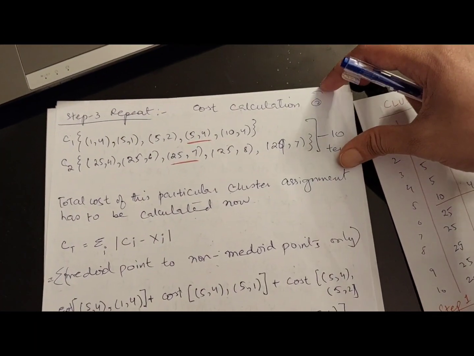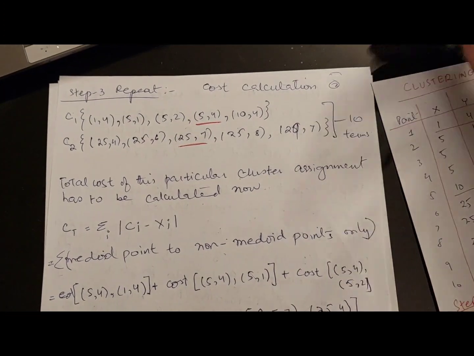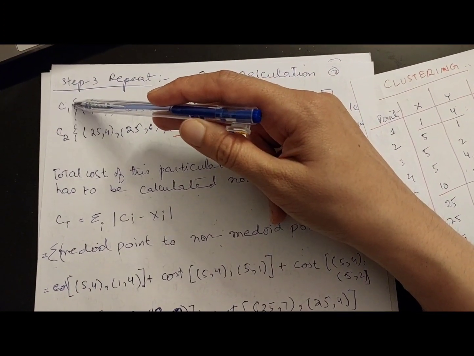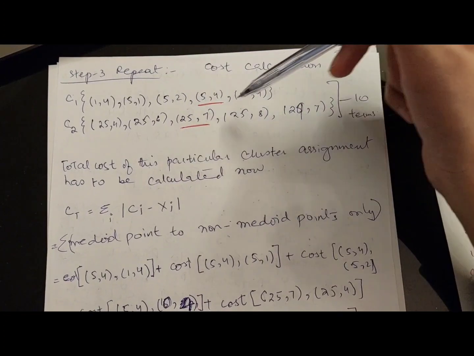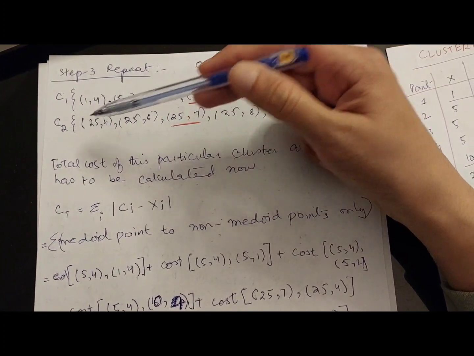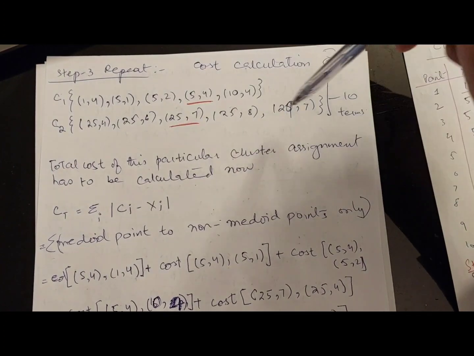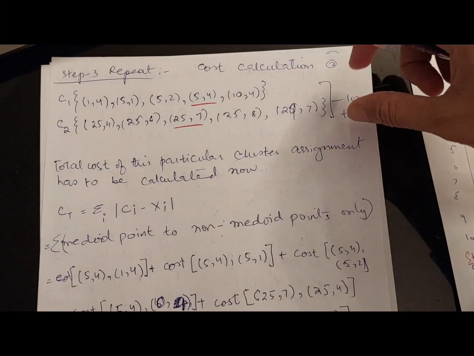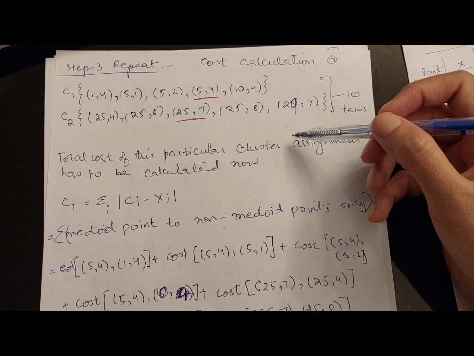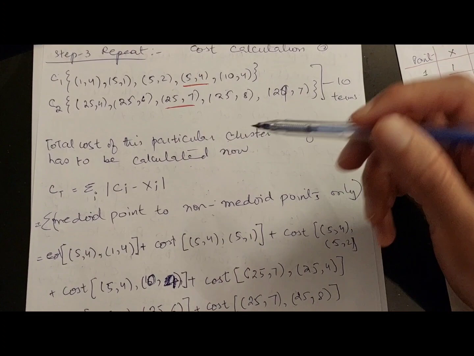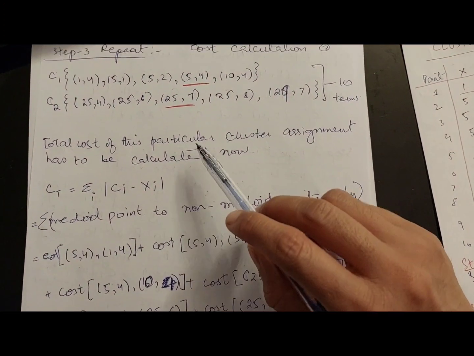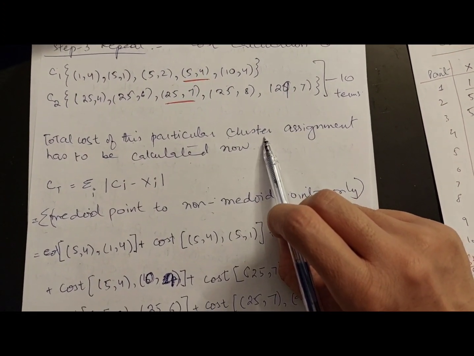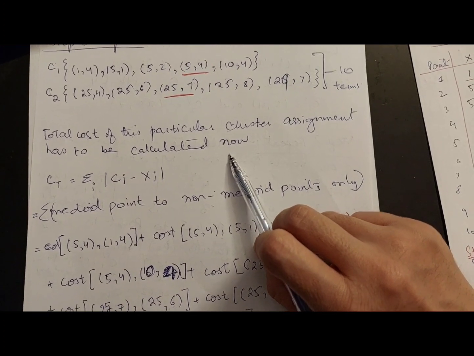After this cluster assignment, we will again repeat step number 3 and calculate the cost again. For the first cluster, you now have 5 data points, and for the second cluster you have 5 data points. So these are total 10 terms. The total cost formula will again be the same. Basically the total cost of this particular cluster assignment has to be calculated.